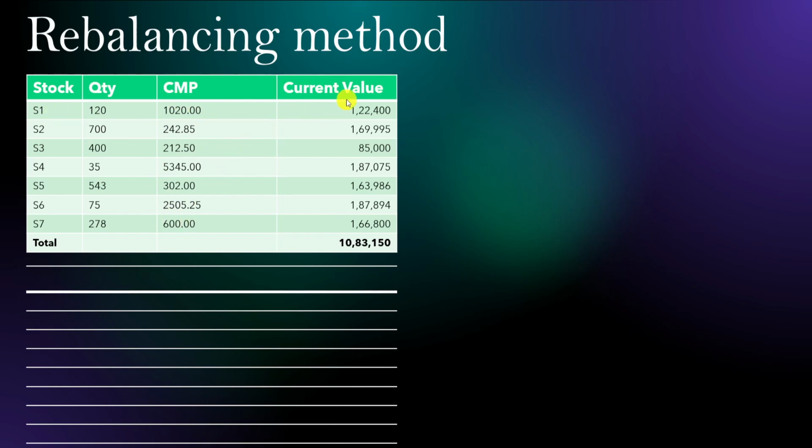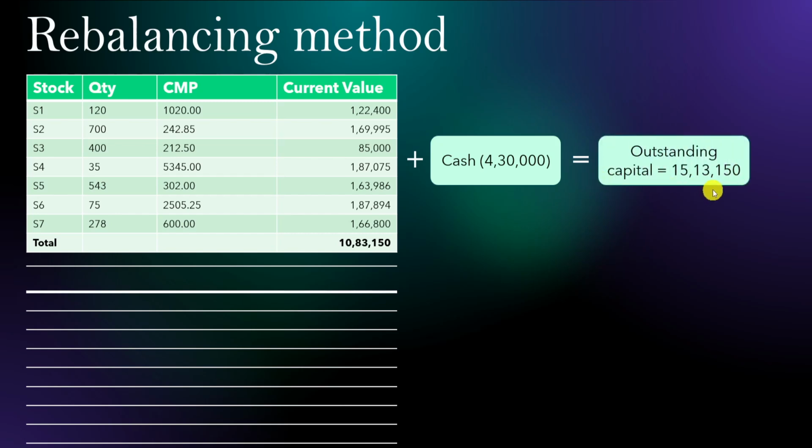And the current value, that means at the end of the year the value of each stock, is as follows: 1,22,000, 1,69,000, 85,000, and so on. The total value of all these 7 stocks in the portfolio is 10,83,150. And at this point, assume we have an extra cash component of 4,30,000. The total will become 15,13,150. This is the outstanding capital at the end of this year.